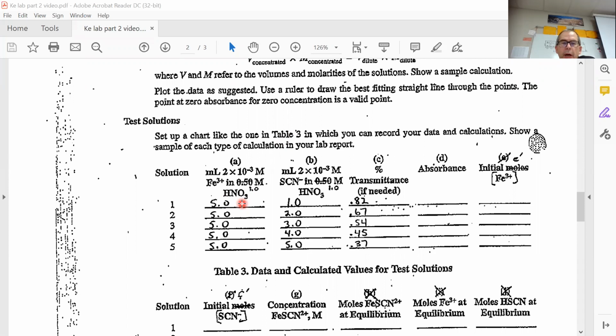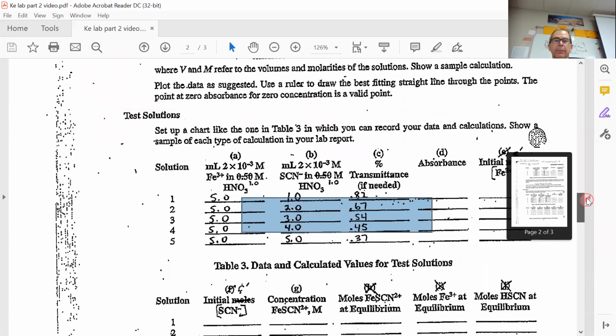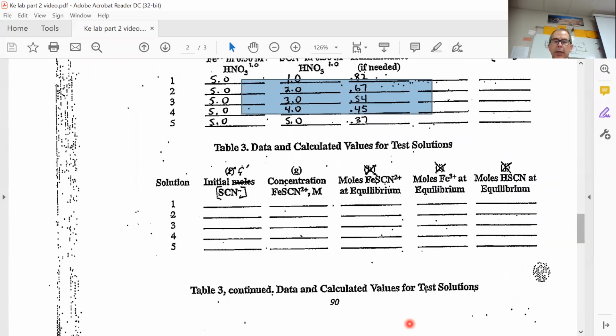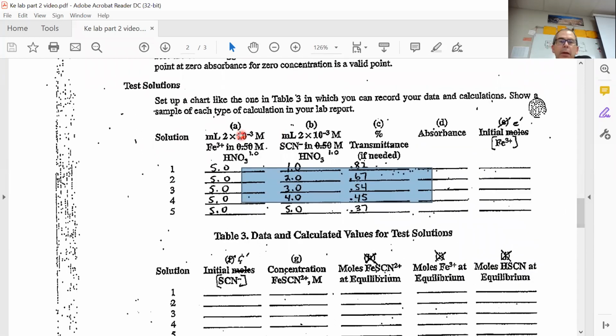This is just the amounts here. This is page number 90, I believe. Yeah, bottom says page 90 down here. And we are looking at the milliliters of 0.0020 molar Fe+3, and we always used 5 milliliters. And that's straight from the data table on the previous page.